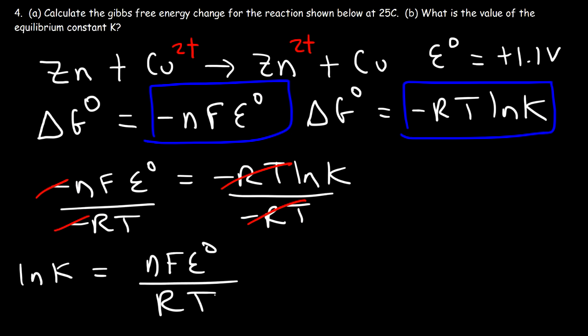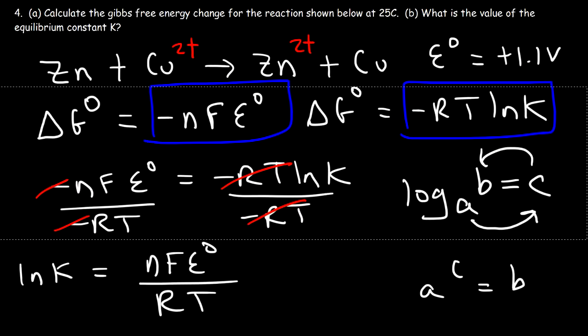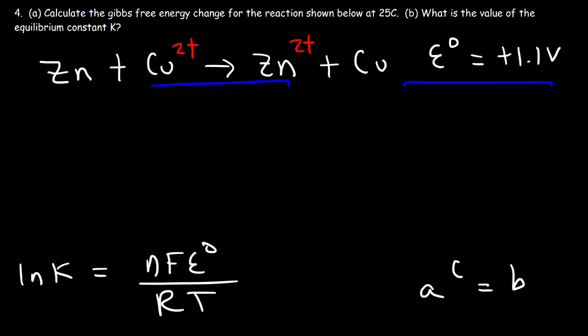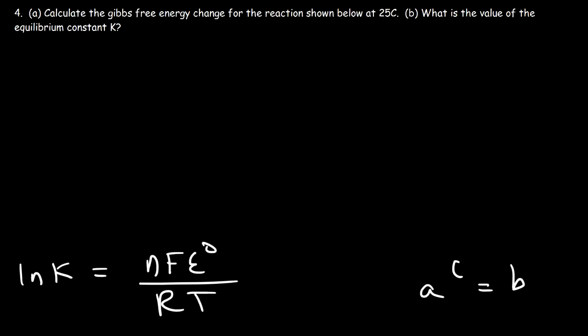Now we need to convert this logarithmic equation into an exponential equation. And let me give you an example. Let's say if we have log base A of B is equal to C. A raised to the C is equal to B. And so that's how we can convert a logarithmic equation into an exponential one. I really don't need this reaction anymore, so I'm just going to get rid of that. Just keep in mind the cell potential is 1.1 volts and N is equal to 2.